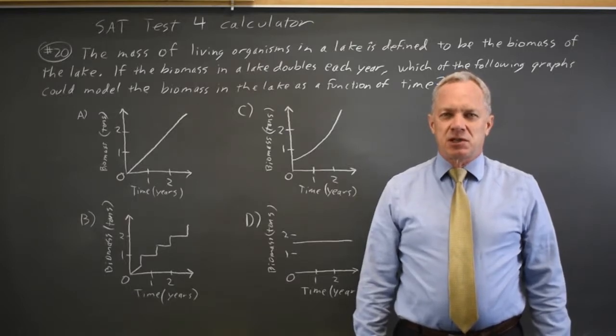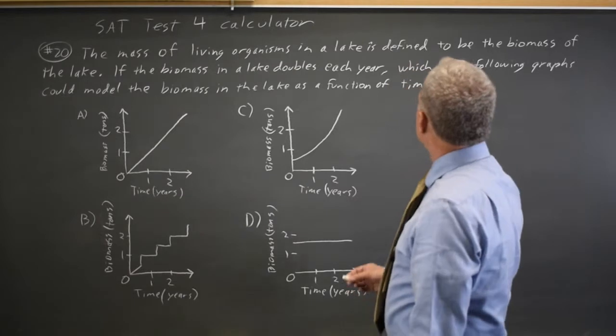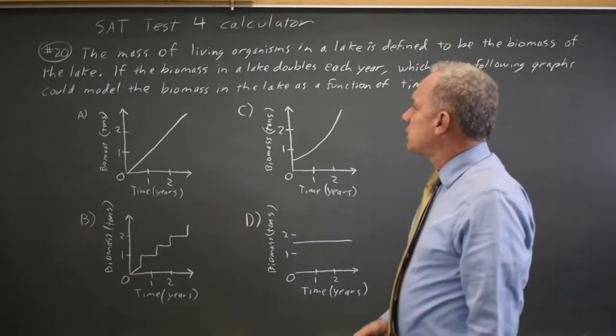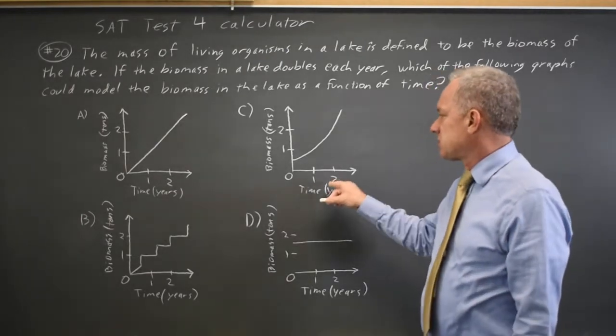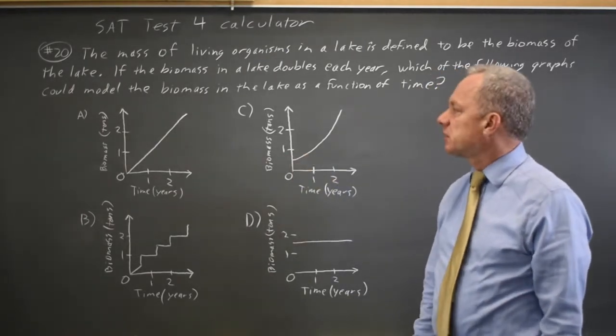This is calculator question number 20. College Board is asking for the graph that models a quantity that doubles each year when your horizontal axis is time and vertical is the quantity that's doubling.